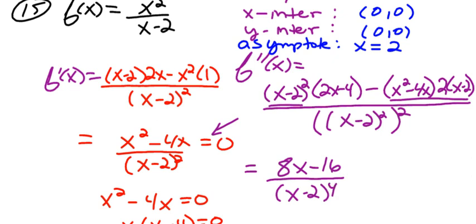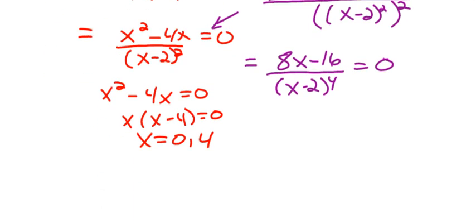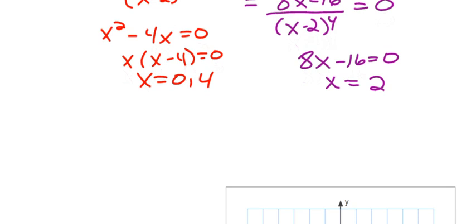So for the second derivative, finding critical points, I'm going to set that equal to 0 and solve for x. I get it down to 8x minus 16 equals 0, x equals 2. So now I have these different sets of critical points. I'm going to do something that I didn't do in part 1. I'm going to use these critical points and do the second derivative test.